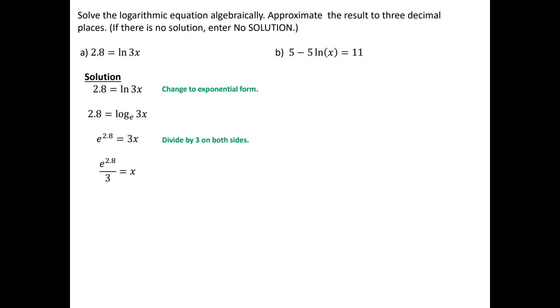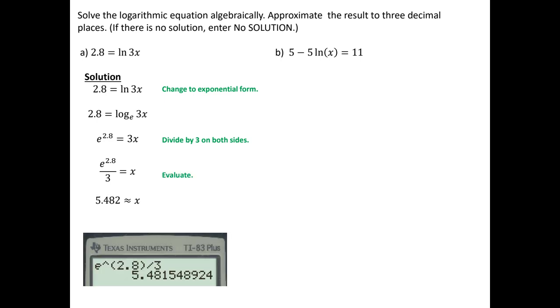Now for the approximation, let's put that into our calculator. So I'll do e to the 2.8 divided by 3, and it's going to give me 5.482. Okay, all right, let's do b.